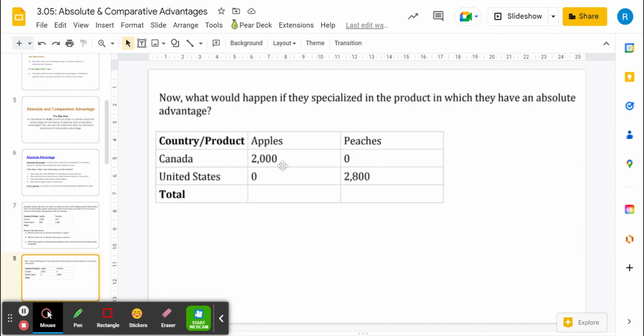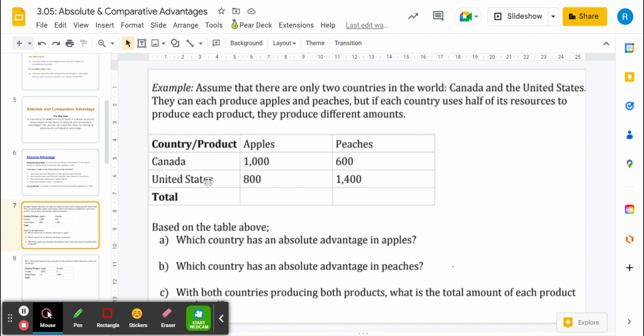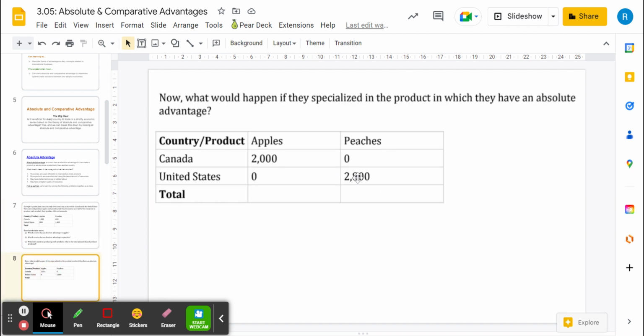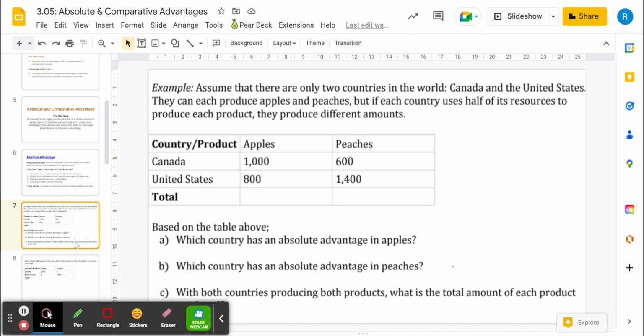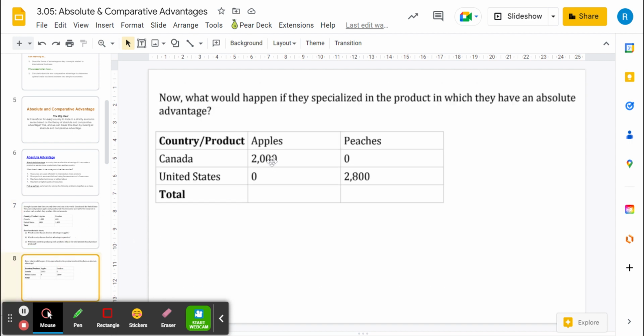Well, here's what it would look like, right? So if the US devoting half of its resources to make peaches got it 1,400, then if it took its other half of the resources from apples and put those towards peaches as well, they would double their peaches production, right? Because they went from spending 50% of their time on peaches to 100% of their time and resources on peaches. Same for Canada. Canada made 1,000 apples with half its resources, and now specializing makes 2,000.